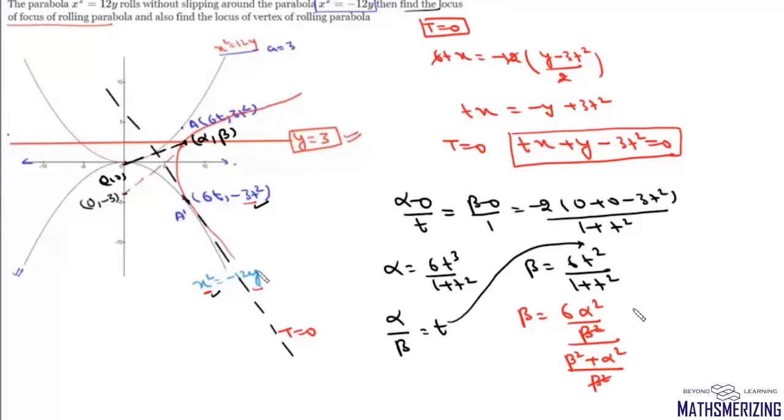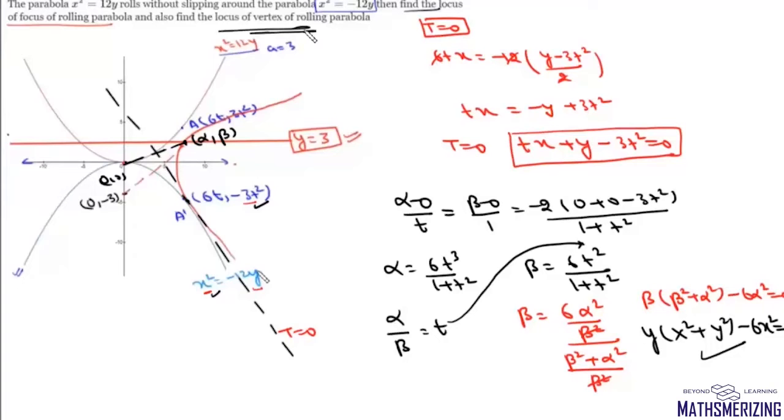So we can write this equation as beta into (beta square plus alpha square) minus 6 alpha square equals 0. Now in the end, we'll replace alpha with x and beta with y. So we'll get this locus as y into (x square plus y square) minus 6x square equals 0. And that is the locus of vertex of this rolling parabola.